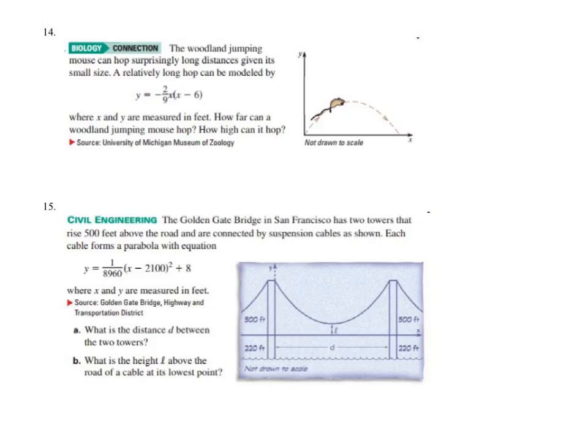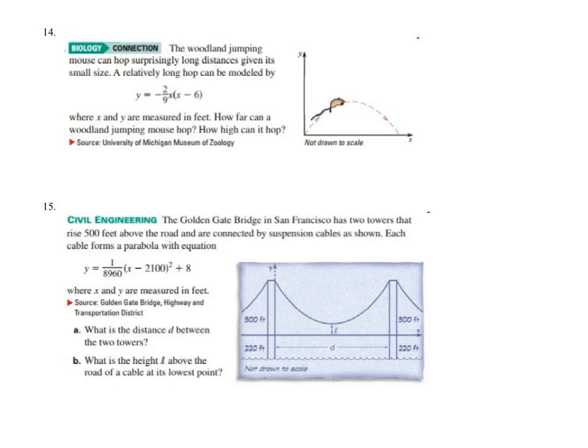Alright, hey guys, so this video is about two story problems that are part of the review that I gave you guys. It's like the last page of the review. We've got this little problem about a little woodland jumping mouse. It says it can hop a surprisingly long distance given its small size.